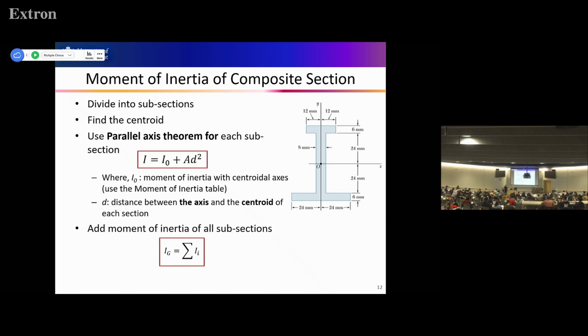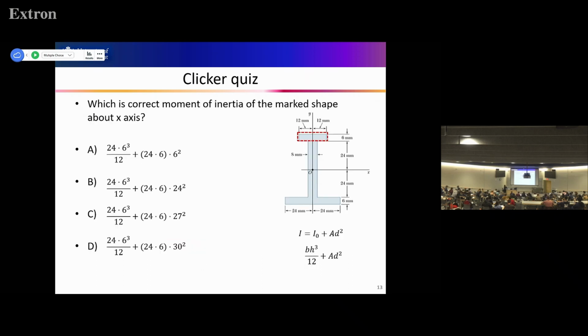And then when you sum them up, you need to consider the signs too. So if it is cut out, you need to subtract, right? And if it is added, then you can just add up, right? So this page is very important, okay? And then I think this is the last clicker quiz.